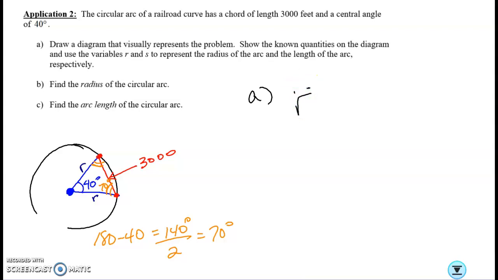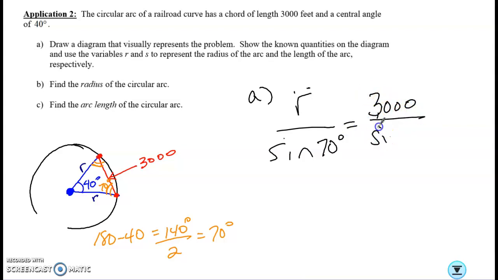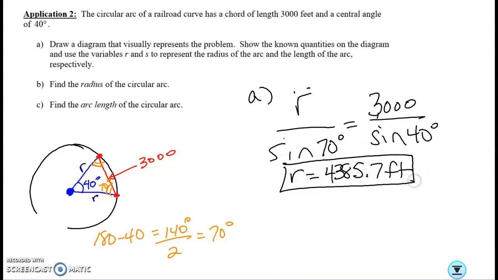there we go, is R. So we're going to set up our law of sines proportion, and the side across from 40 is 3,000, and so there's our law of sines. So if we solve this proportion, it turns out our radius will equal 4,385.7 feet. So that's the length of the radius.